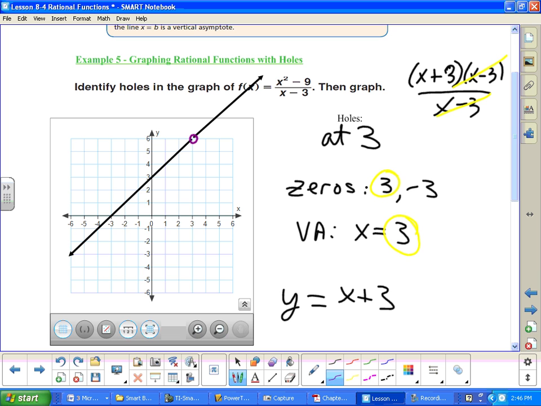That's all that is. It's the graph of the line y equals x plus 3, but it has a hole at x equals 3. And if I put 3 in here for x, what do I get? 6. So my hole is exactly at the point (3, 6). All we need to do is represent the x value, but when you graph it, you need to show exactly where that hole is, and that hole is at the point (3, 6).